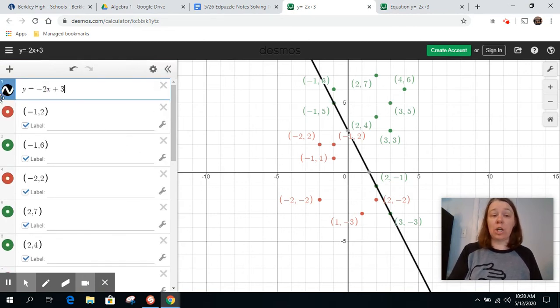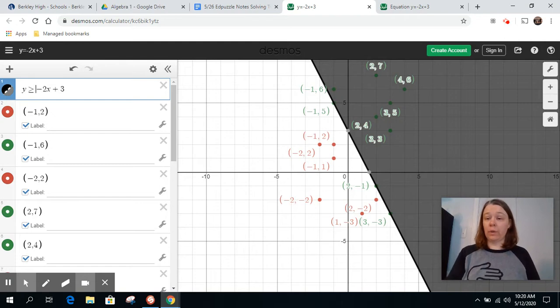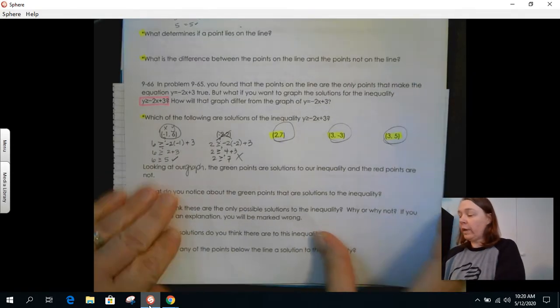In fact, if I were to change my equation here to an inequality and make this greater than or equal to, notice what happens. Everything above the line is shaded, indicating that all of the points above the line are solutions. Okay? So that's kind of what we want to be thinking about as we're graphing inequalities. It's going to be that we have a line, but then we're going to shade on either side of the line, wherever all the solutions fall. Okay, so now moving on, and then we'll do some practice.